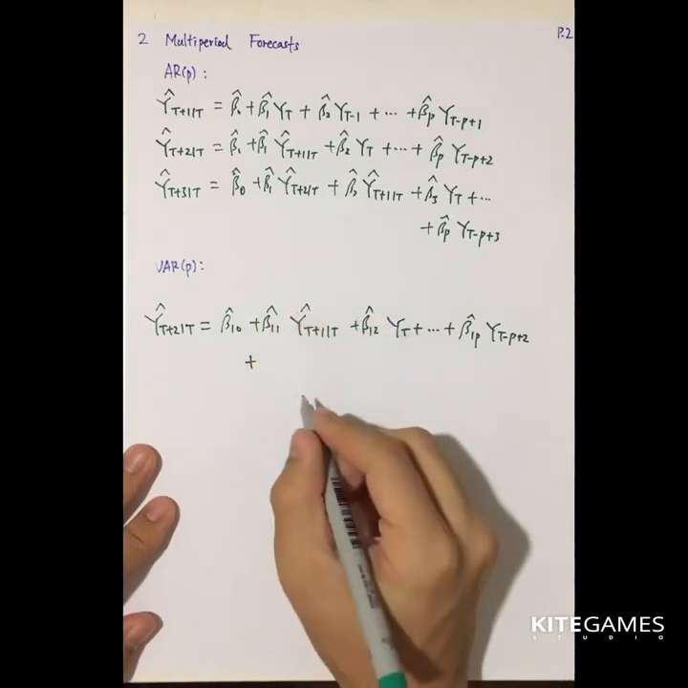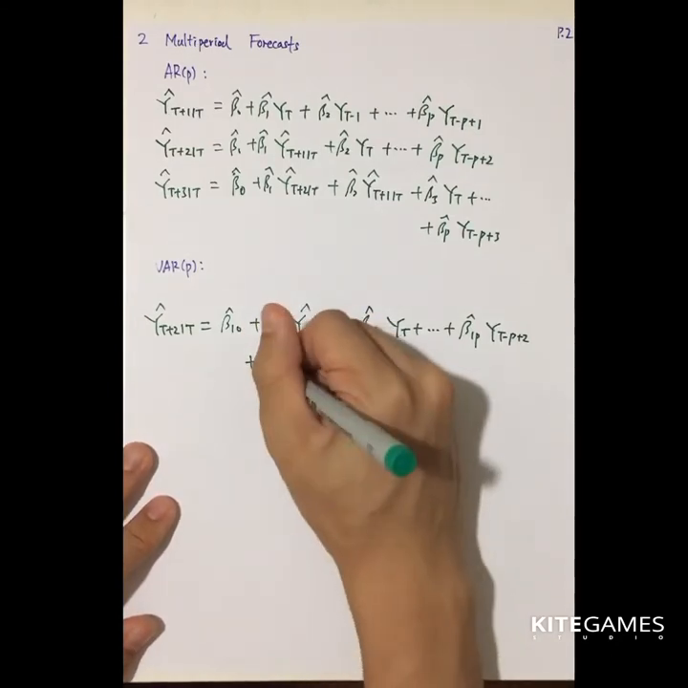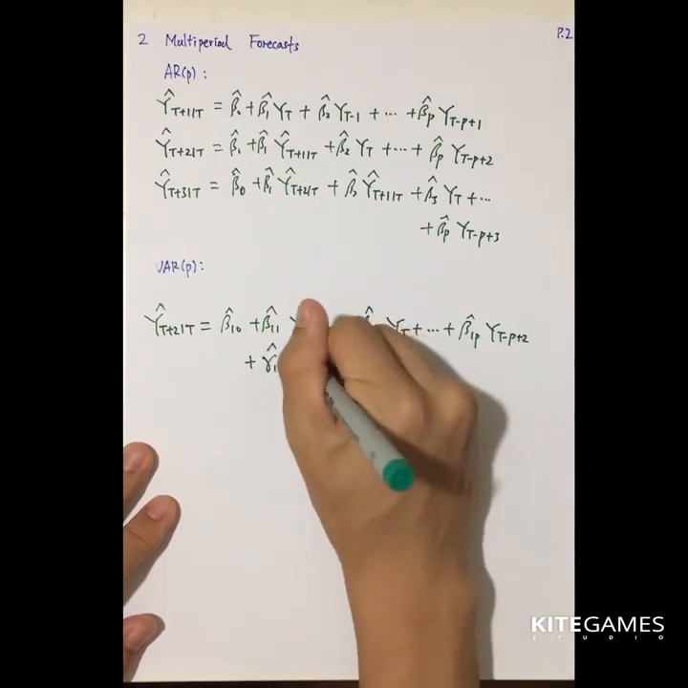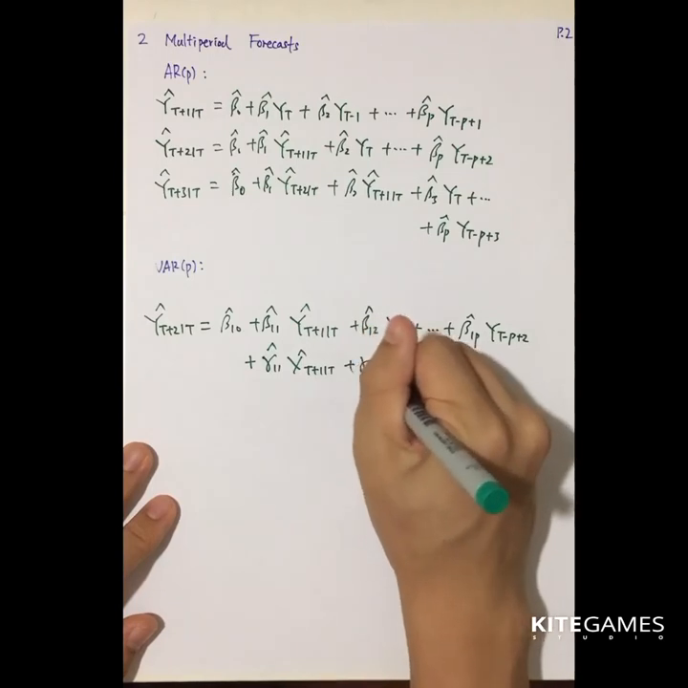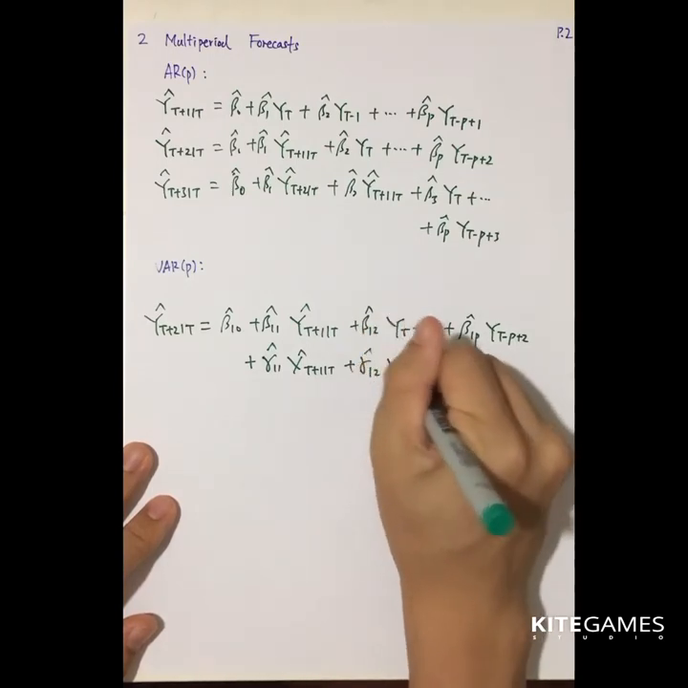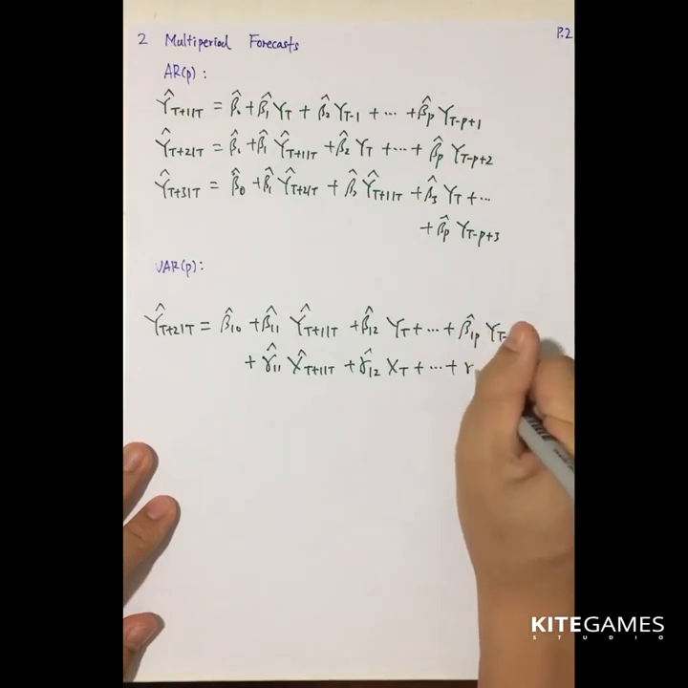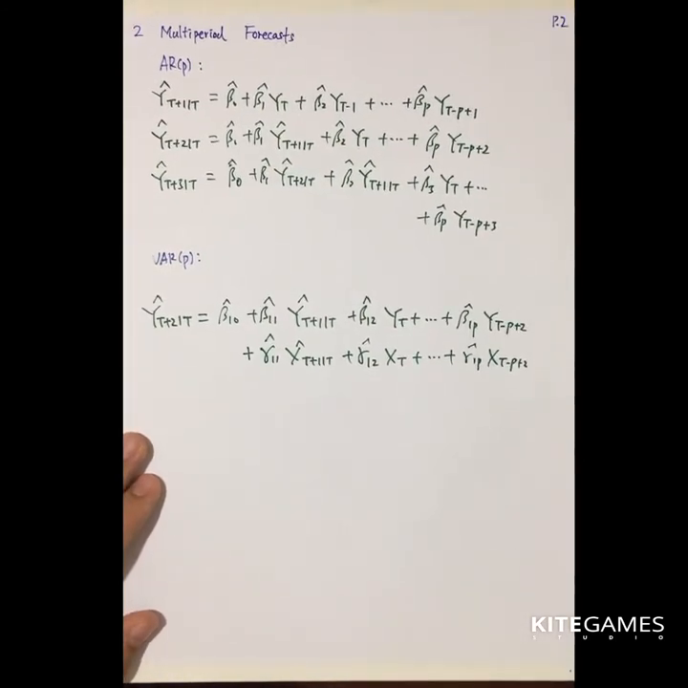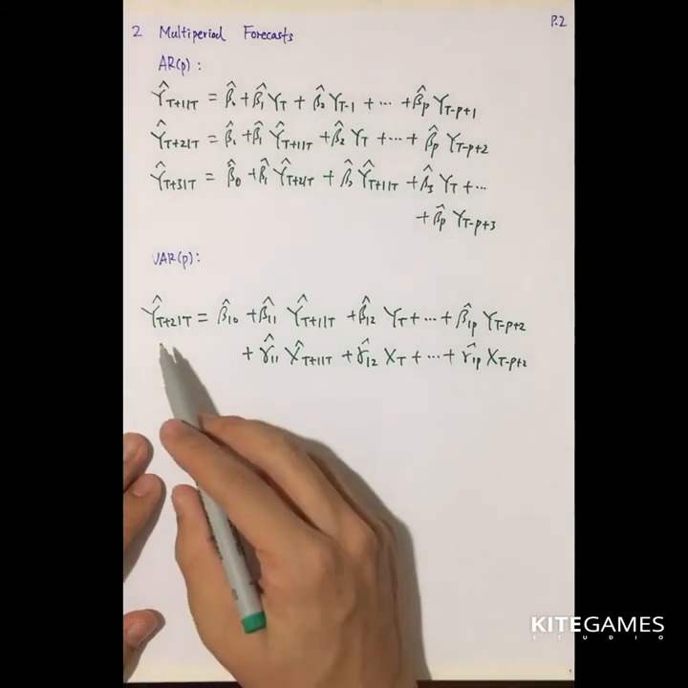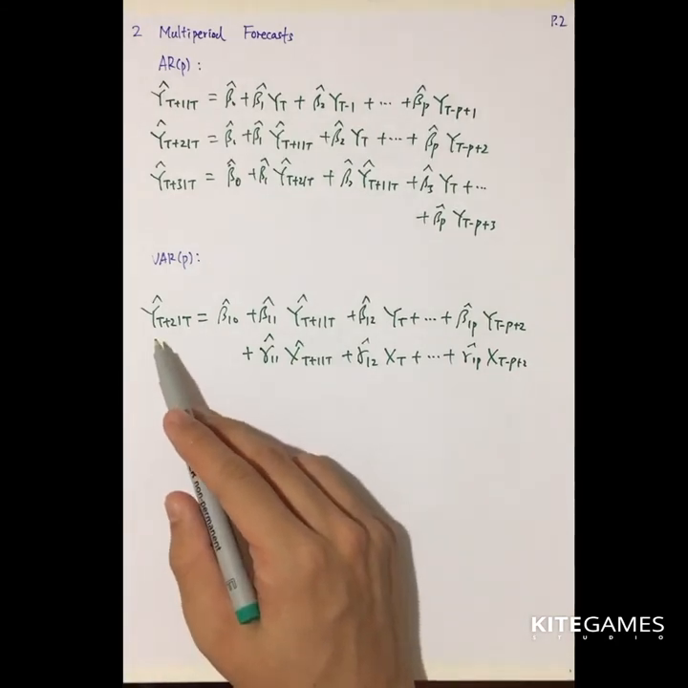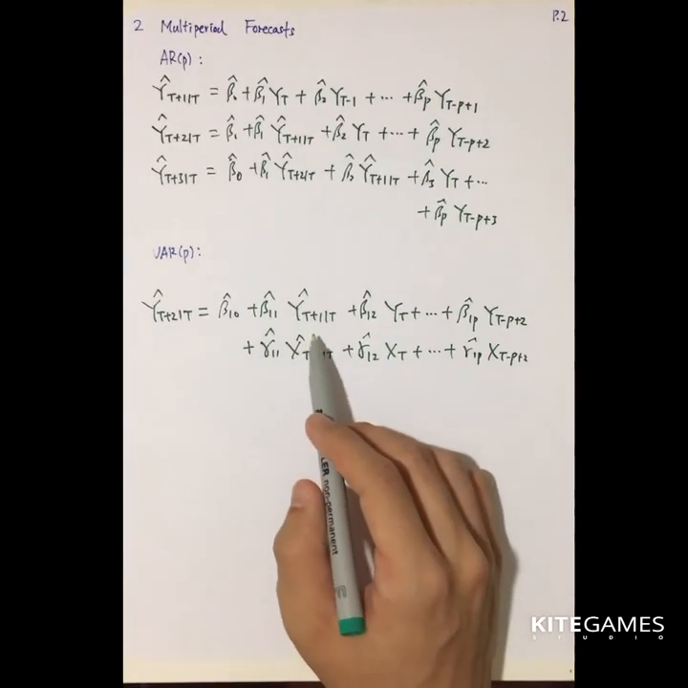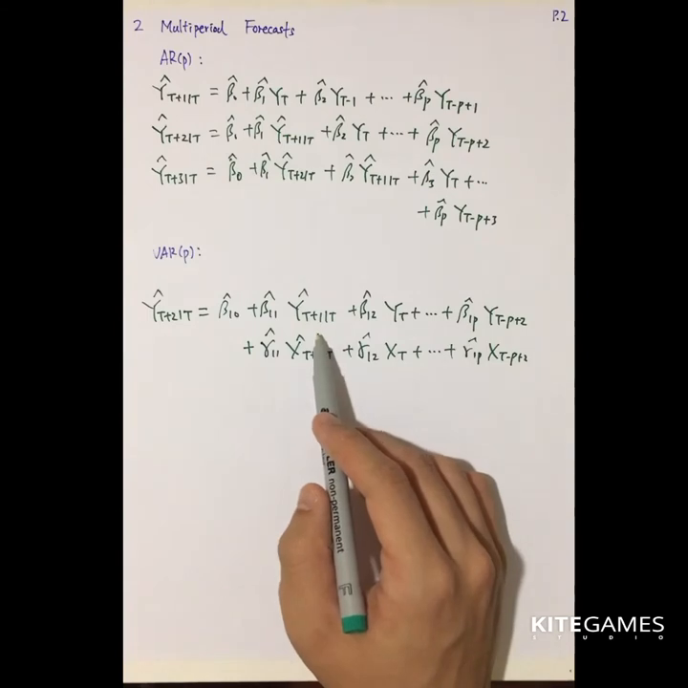Again, in VAR, you will still have the lag of x, so you need to add gamma 1 1 hat xt plus 1 given t hat plus gamma 1 2 hat xt plus up to gamma 1 p hat xt minus p plus 2. So these are how you model the multi-period forecast. You can even do the forecast of yt plus p minus 1. Just replace the previous lag with the estimator, then you can do so.